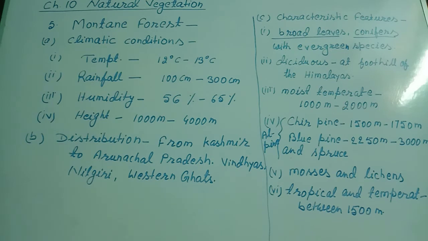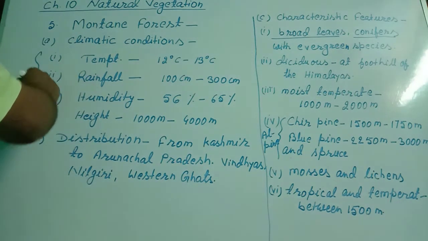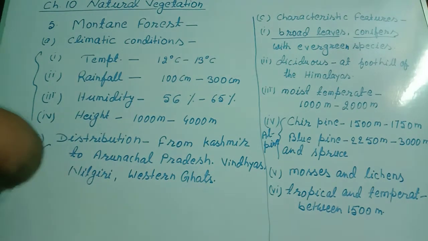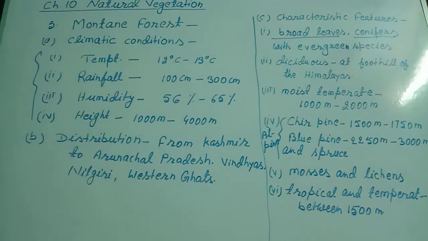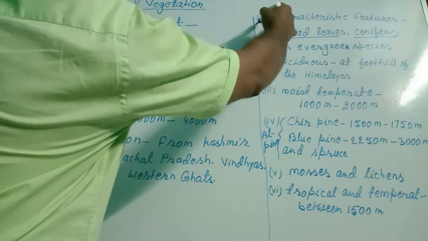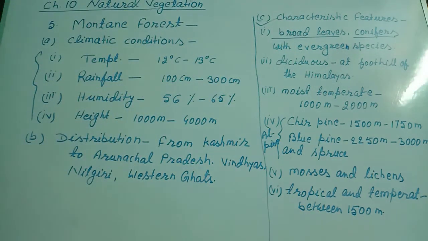So what is important, I want to repeat these things. From the start, I am giving focus to the important points. These climatic conditions are important. Second, distribution. Then characteristics. Distribution is not that important, but the characteristic features are important. And if you find any important tree that has economic value, those types of trees are important. So climatic conditions, characteristic features and economic values, these three are important.